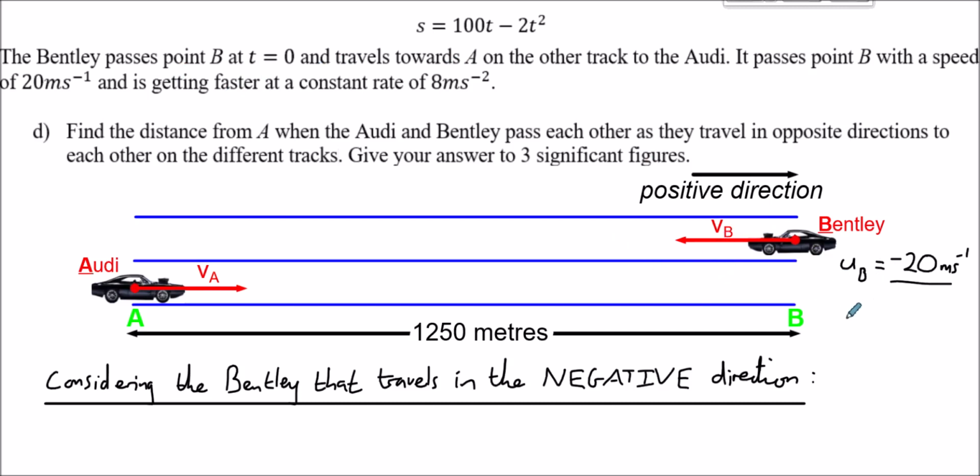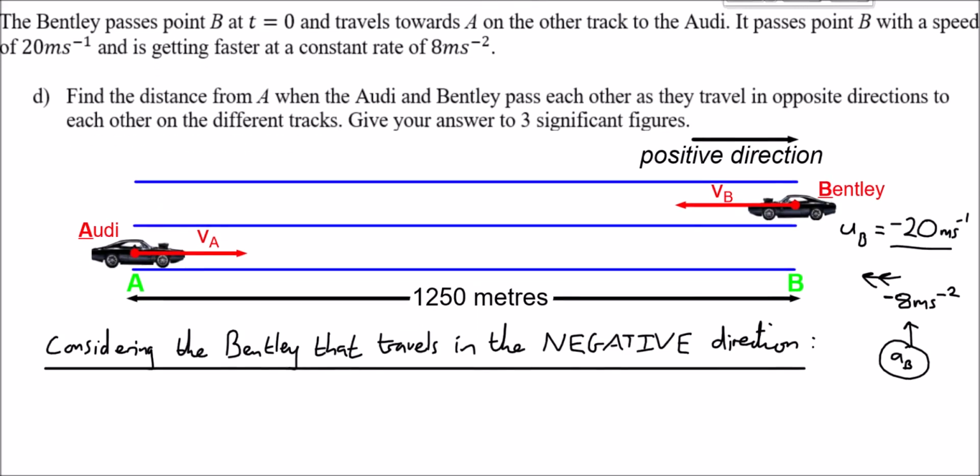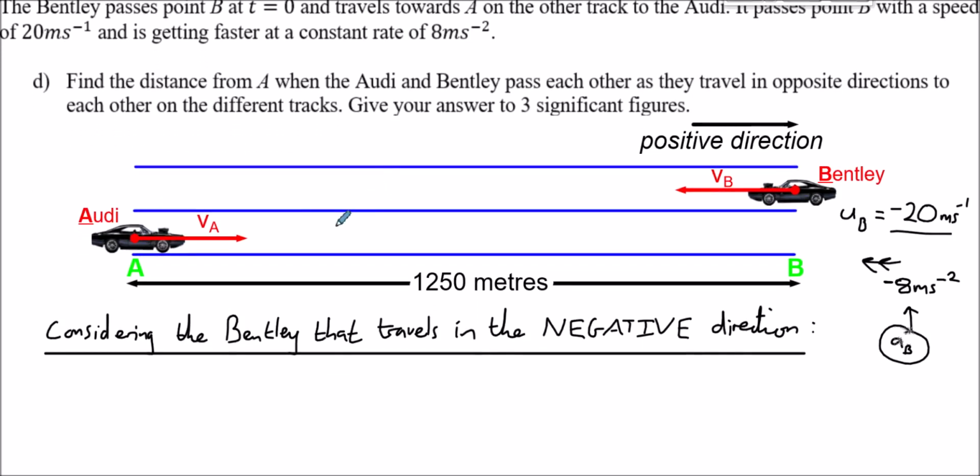And so we can say here that the Bentley is actually going forward. So it's going this direction with an acceleration of minus 8 because it's in the negative direction. So the acceleration, which is constant, is minus 8 meters per second squared. So that's the acceleration of the Bentley, a subscript B. So let's just think about this carefully now. So using calculus, we can say that the acceleration of the Bentley is negative 8.